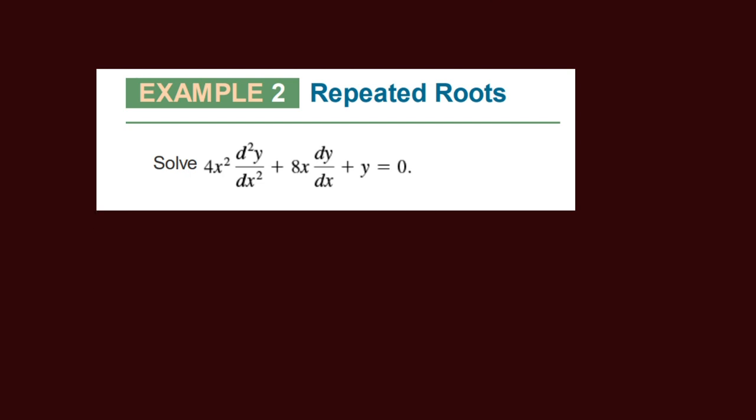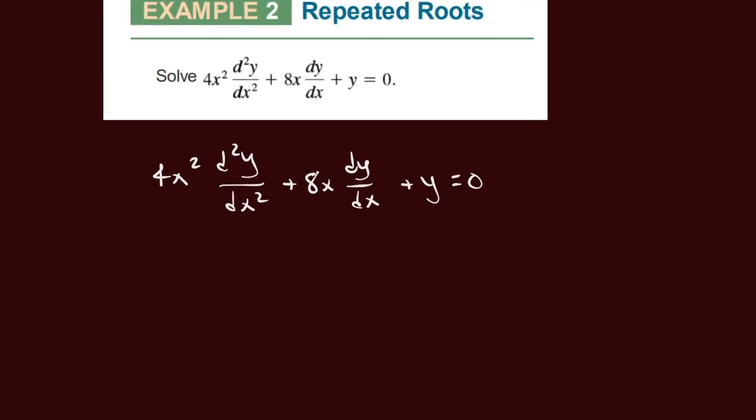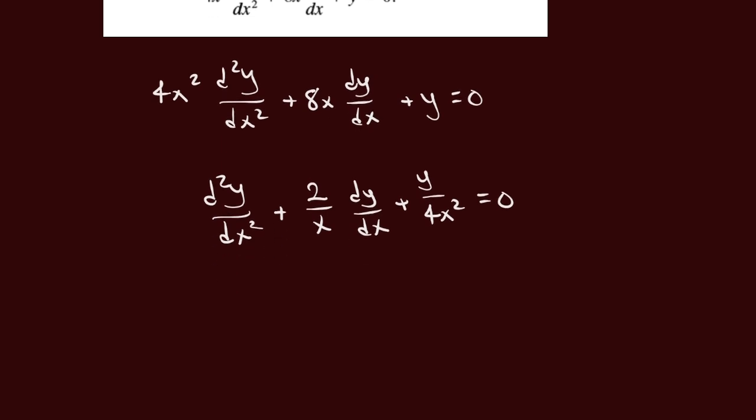Okay, so for the following, 4x squared d squared y over dx squared plus 8x dy over dx plus y, we have to solve for what y should be. So if we divide everything by 4x squared, we should get the following. And let's set dy over dx to be m. So we have m squared plus 2 over x m plus 1 over 4x squared.